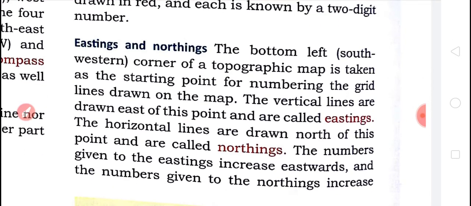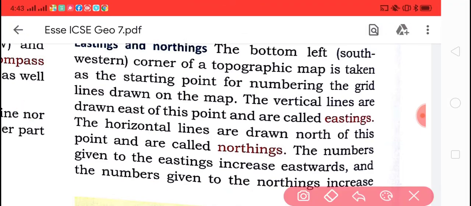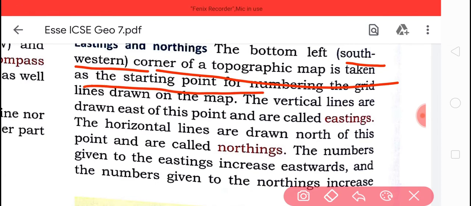Easting and northing. The bottom left corner of the topographic map is taken as the starting point. That means the southwestern corner of the topographic map is taken as the starting point. Numbering the grid lines of the map.